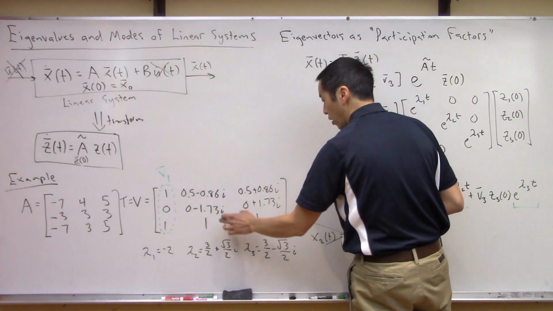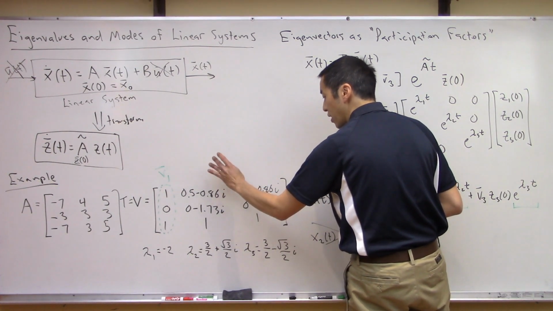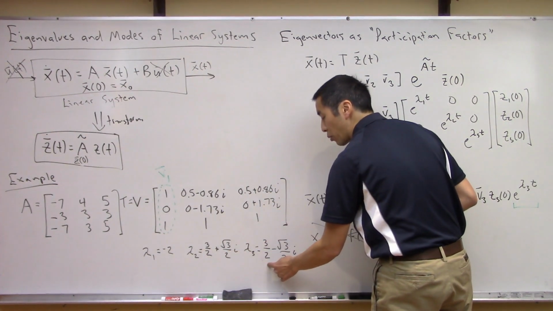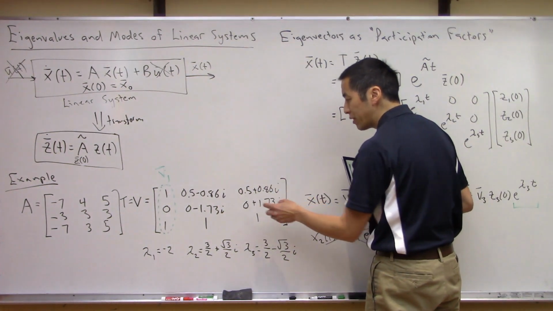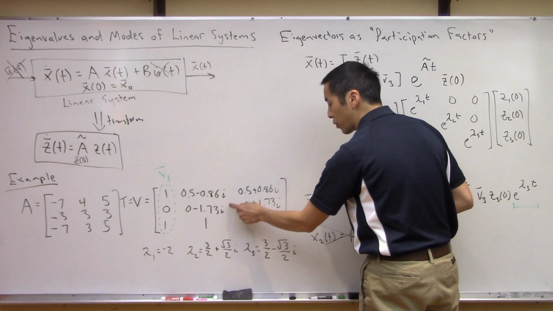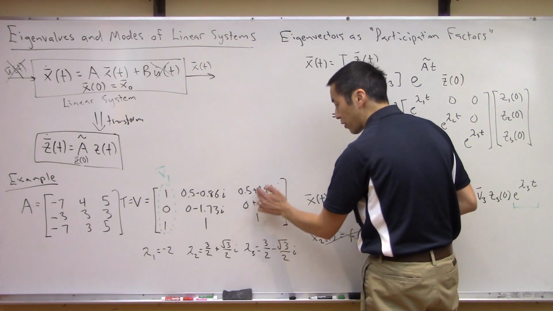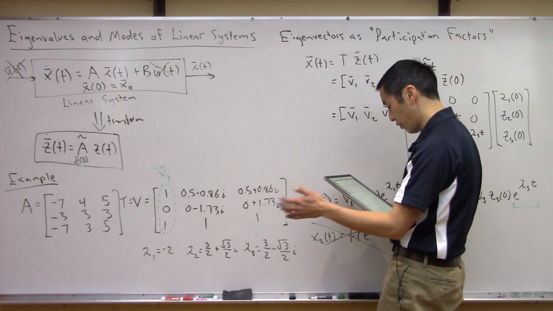And then modes number 2 and 3, the sinusoidal, these exponentially increasing sinusoidals, these unstable oscillations, are going to show up in all 3 states. You can see that because these 3 elements of each of their eigenvectors are non-zero, so they show up in all of the trajectories.